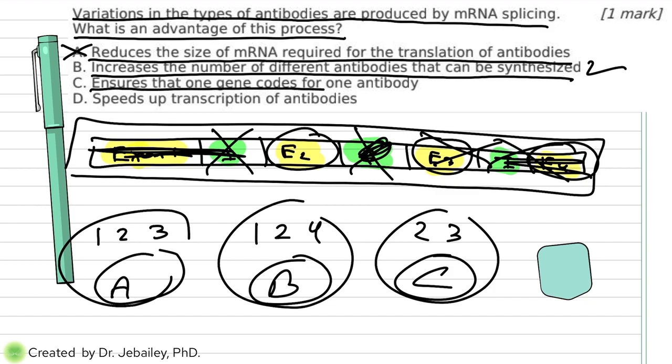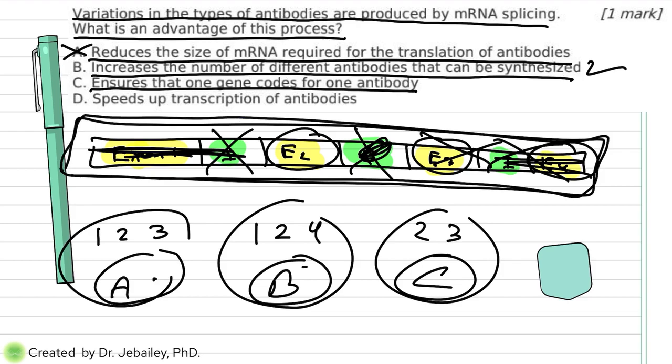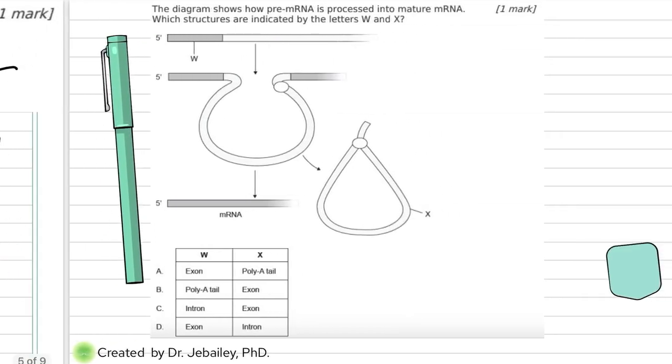Ensure that one gene codes for one antibody. Now we can see that one mRNA here, which is representing that one gene, can code for so many different antibodies. So it's not C, and speeds up transcription of antibody. It does not speed up because this happens after transcription, so it's definitely not D. So obviously the answer is B.